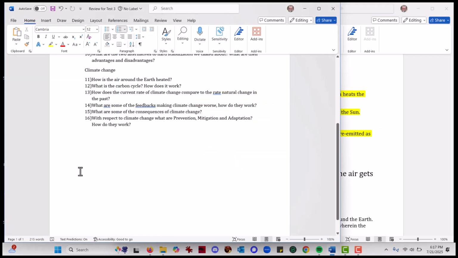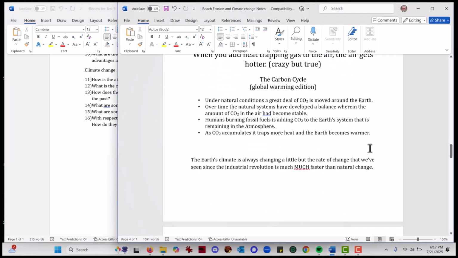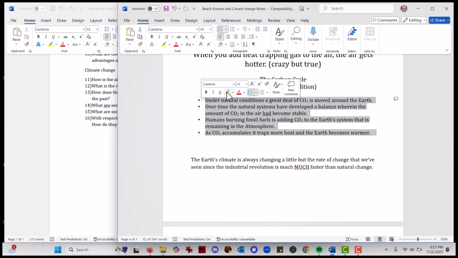Okay, so alrighty. So what is the carbon cycle? How does the carbon cycle work? So the carbon cycle is just the idea that under natural conditions, you're going to be moving a lot of carbon dioxide around the earth, right? Trees put carbon dioxide into the air, but trees also take carbon dioxide out of the air. The oceans add and remove carbon dioxide to and from the air. Soil microbial decomposition releases carbon dioxide into the air. There's a lot of carbon just being moved around.